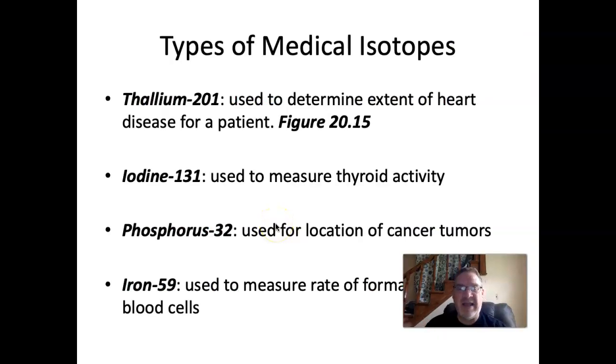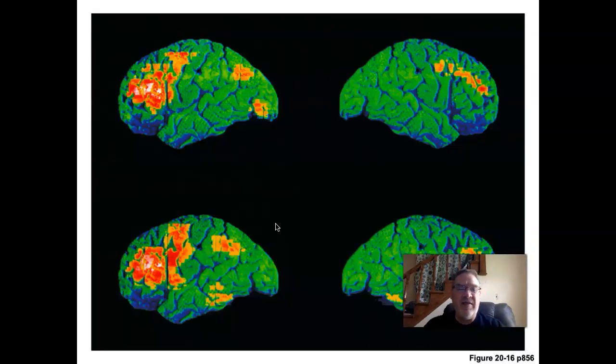If you've ever had a CAT scan, an MRI, this is a PET scan. It's what's called a positron emission tomography. And what you're seeing here is a normal brain. Here you are seeing a brain that's affected by schizophrenia. And you can see the damage to the brain because of the schizophrenia, the disease that's in there.